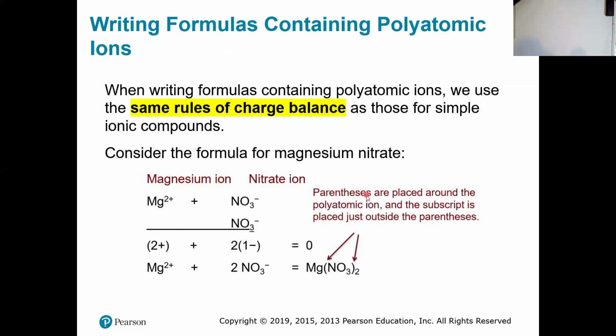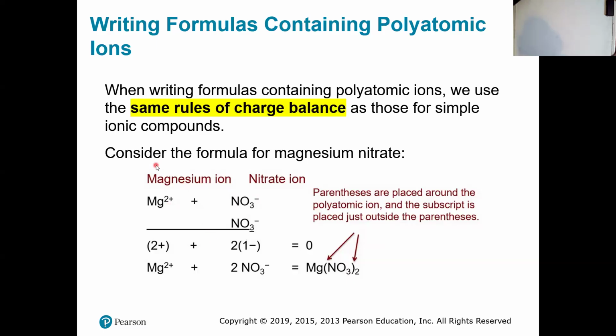Now, in terms of using our polyatomic ions, we're going to use them the same way that we used any other ion. Our polyatomic ions have an overall charge, and that overall charge is still going to have to balance out with the charge of the other ion that makes up our ionic compound. We still need that charge balance.